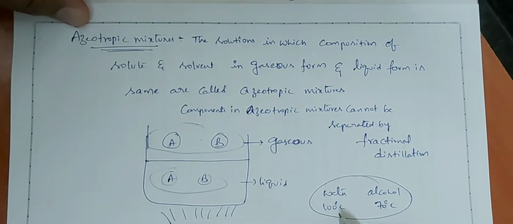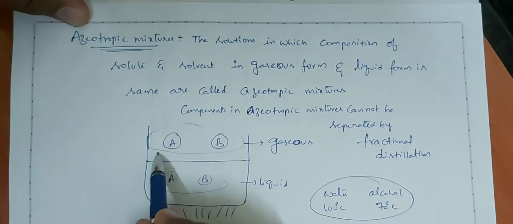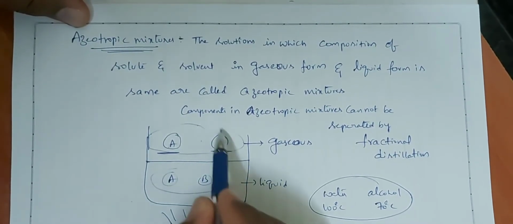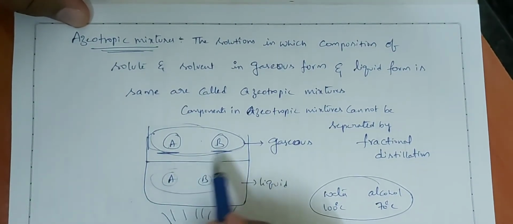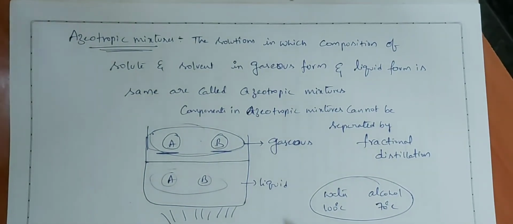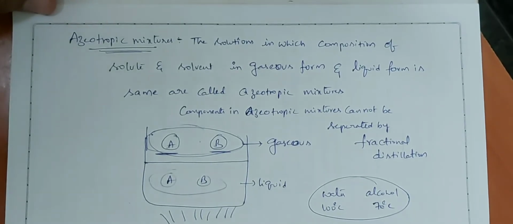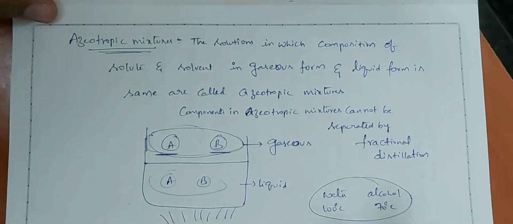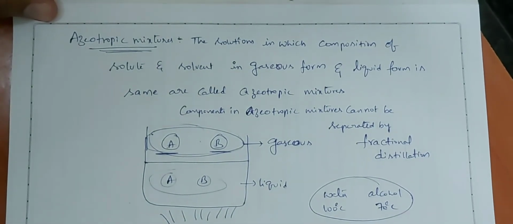Is it okay? That type of condition will not happen in azeotropic mixtures because both A components and B components are present in gaseous form as well as in liquid form. So they cannot be separated by using fractional distillation. To separate by using fractional distillation, any one component only must be present in gaseous state. Then first that one will be separated, and in liquid form we can have other component.